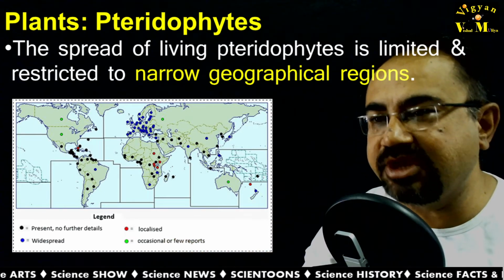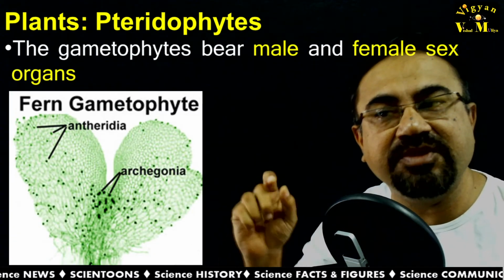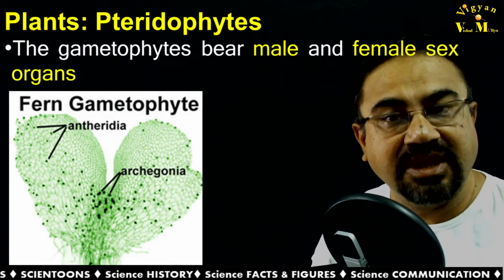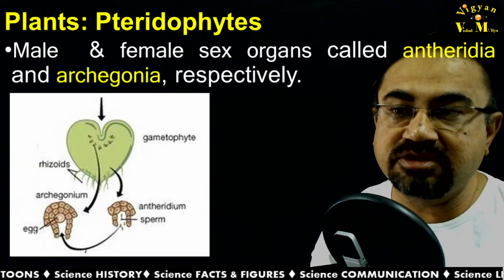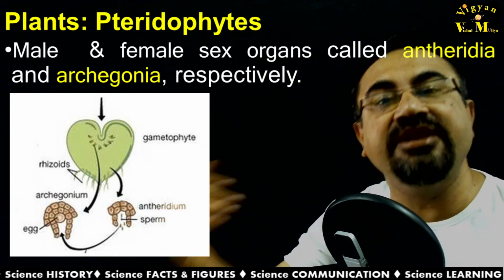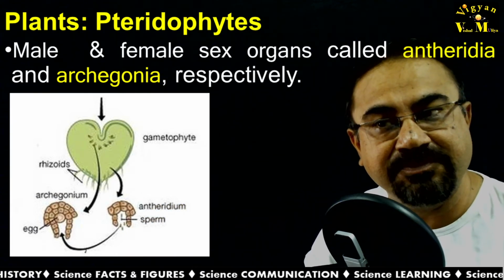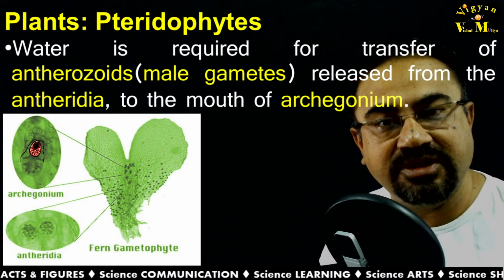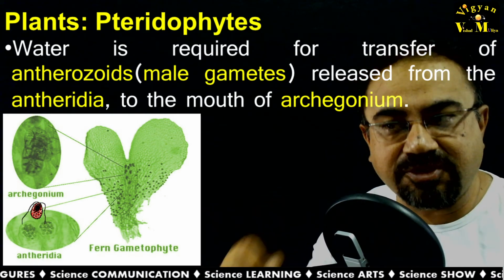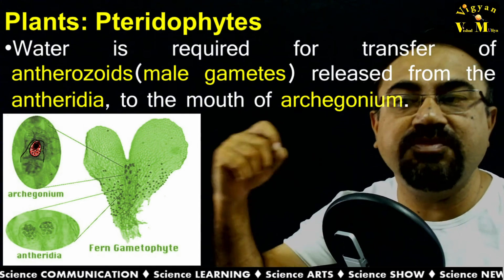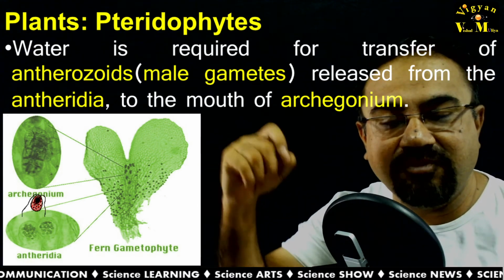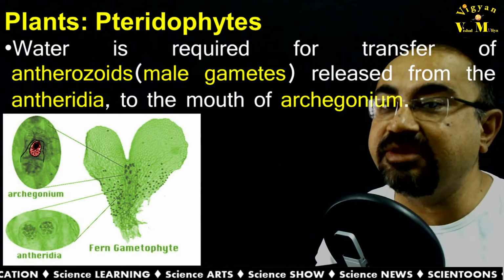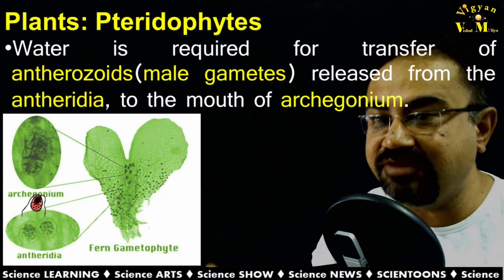Anyway, coming back to the gametophyte, the gametophyte has male and female sex organs, and these are known as antheridia and archegonia respectively. Water is required for the transfer of antherozoid, that is the male gamete, from the antheridia to the mouth of the archegonium, and since water is required, it has limited distribution in the world.